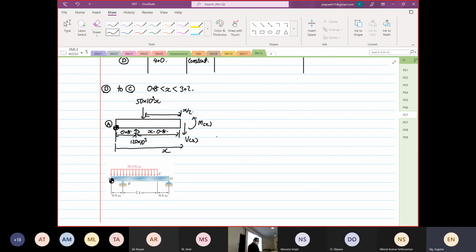So again, the first thing when you have a diagram like that, sort out the forces and sort out the what? The distance. Yes. So this distance is still x. Yeah, because x is a variable, but the limits are from 0.8 to 3.2. So the limits are different. So it's still x. Okay?